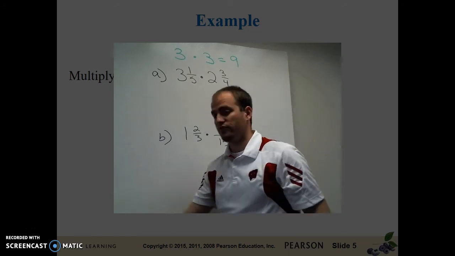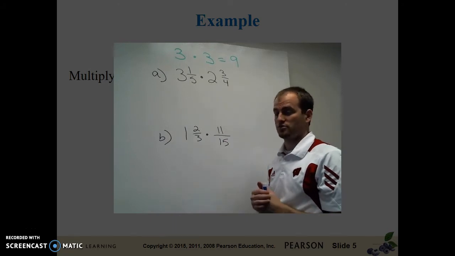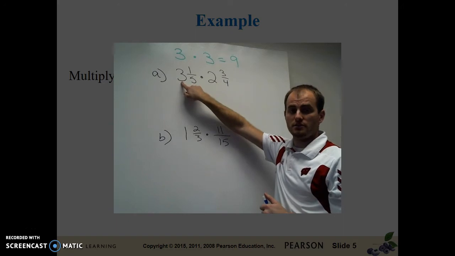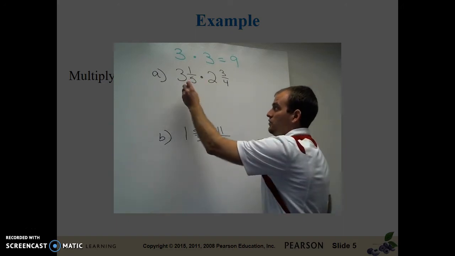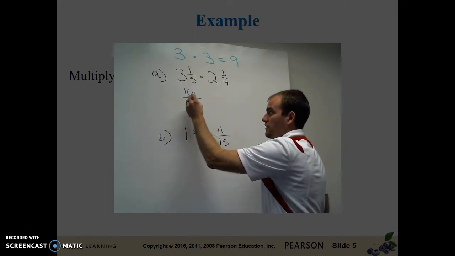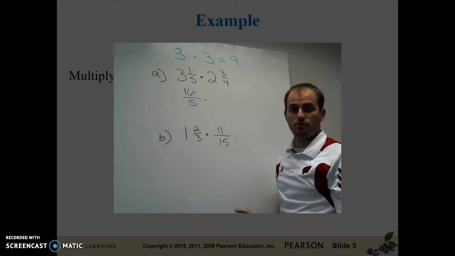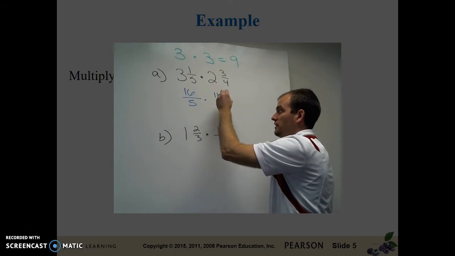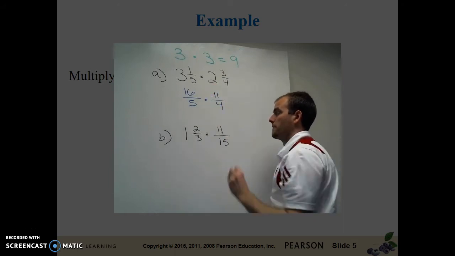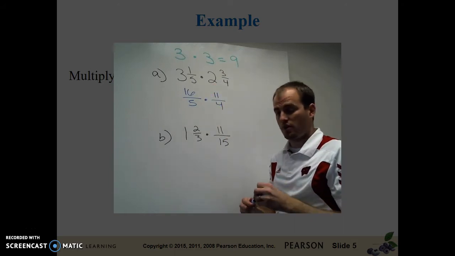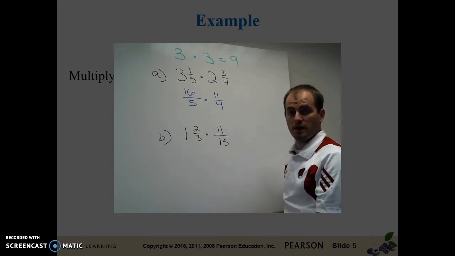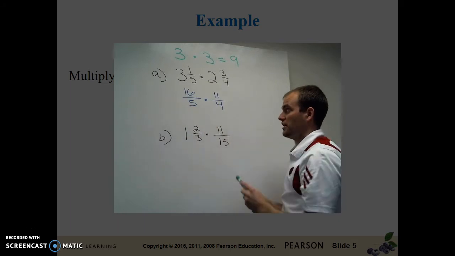Okay, so to do this, we're going to flip them to improper fractions. To review how to do this, you take 3 times 5 is 15, add the 1, and you get 16 over 5. Same with 2 3/4. 4 times 2 is 8, plus 3 is 11 over 4. Okay, so first of all, you want to flip them to improper fractions. Then we multiply as normal, so you multiply straight across.